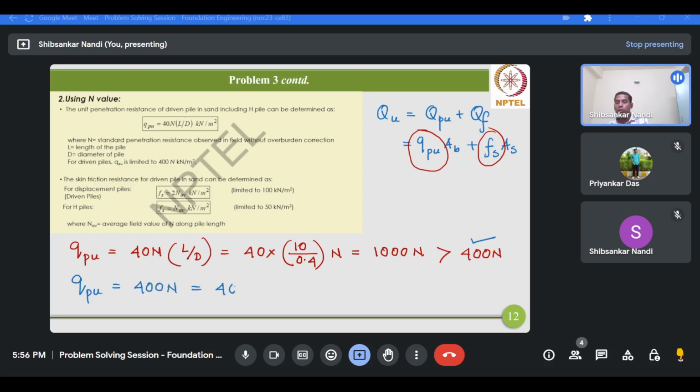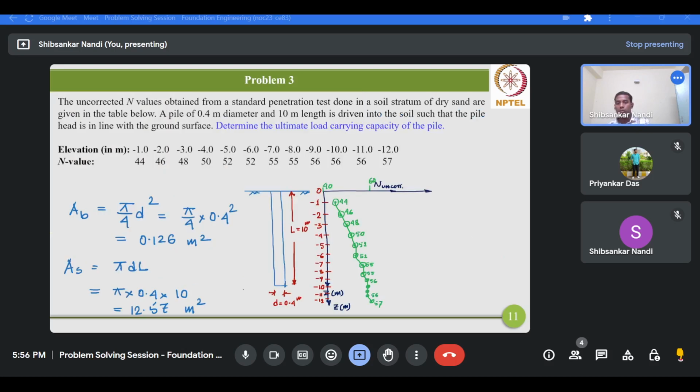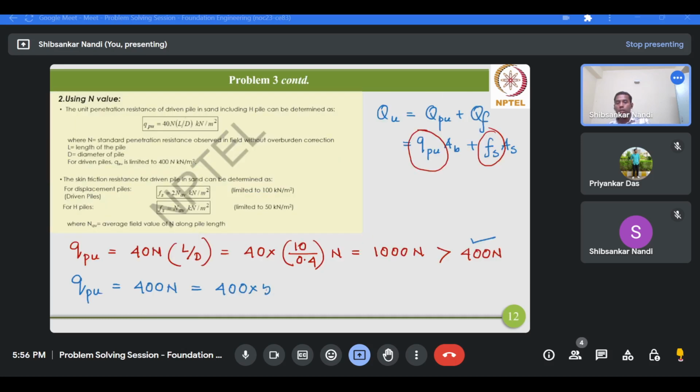Now what is the value of N at the pile tip? What is the length of the pile? The length of the pile is 10 meter. So at an elevation of -10, the N value is 56. Therefore you have to use this 56 for calculating the unit point bearing resistance. 400 multiplied by 56 will give you the unit point bearing resistance as 22400 kilonewton per meter square.